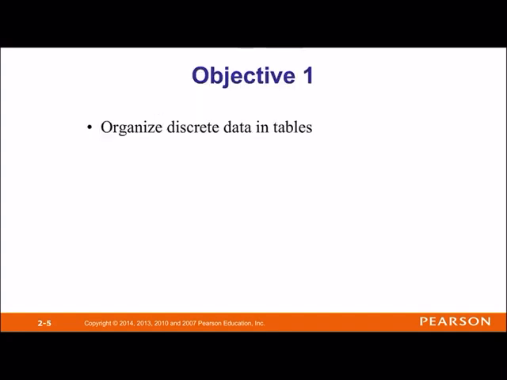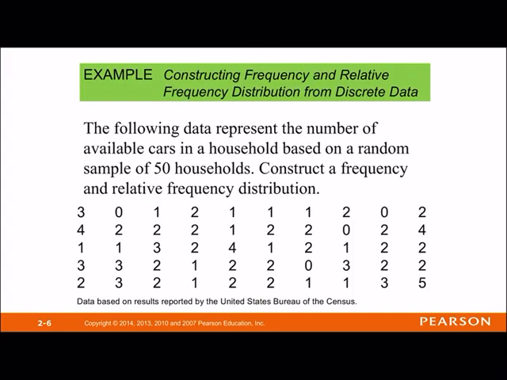Okay, so objective number 1, organize discrete data in tables. So again, 1, 2, 3, 4, 5, 6, something that's countable. The following data represent the number of available cars in a household based on a random sample of 50 households. Construct a frequency and relative frequency distribution. So we sort of did this in the last section, but the only thing is that the table isn't built for you already. So when I look at my data, I'm going to look for my lowest data value, which is 0, and my highest data value in here is 5. So we're going to go from 0 to 5.